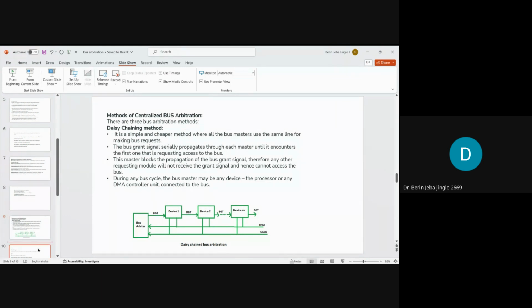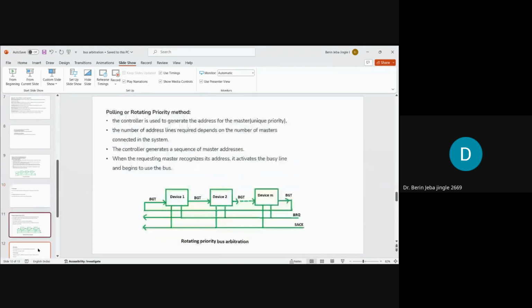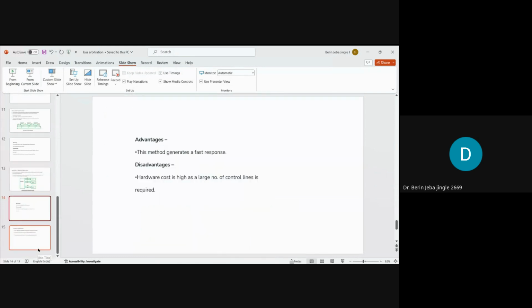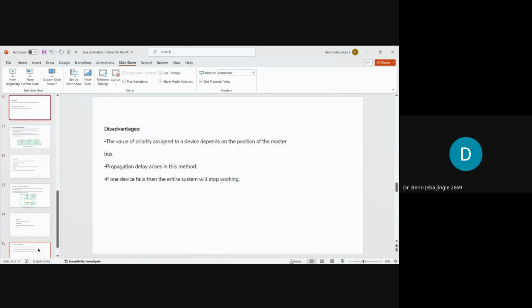Another one is the polling or rotating priority method. The last one is the fixed priority or independent request method. After this, I will conclude the class. After explaining this, there is nothing else.